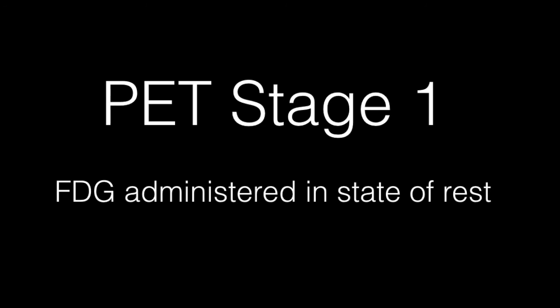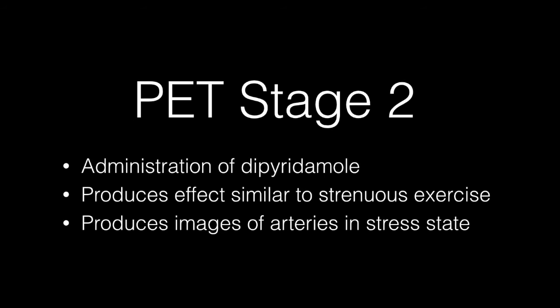PET imaging in cardiac disease is undertaken in two stages. During the first stage, PET utilizes the administration of FDG while the patient is in a state of rest. The images produced in this first scan will be used in comparison with the second. The second stage consists of the administration of dipyridamole, which is a drug that produces an effect in the body similar to that of strenuous exercise, hence producing images of the arteries in a state of stress.